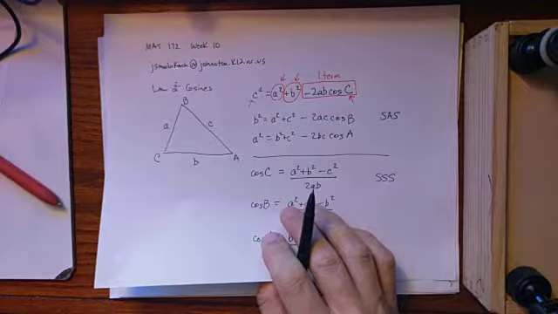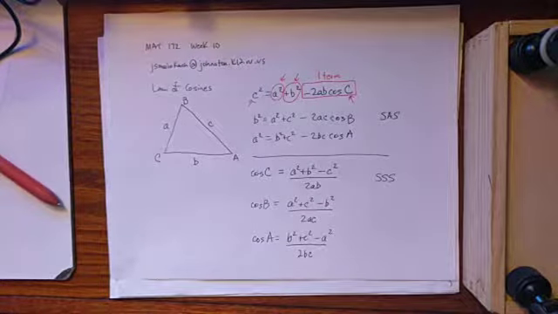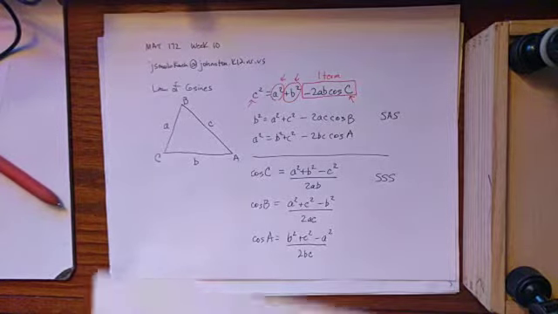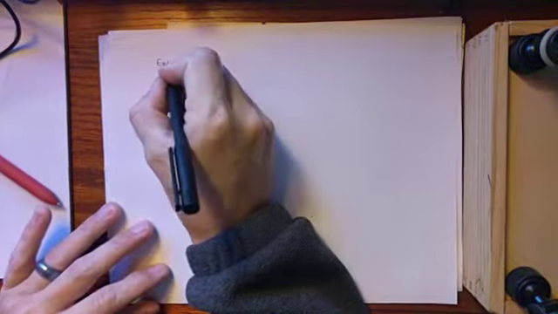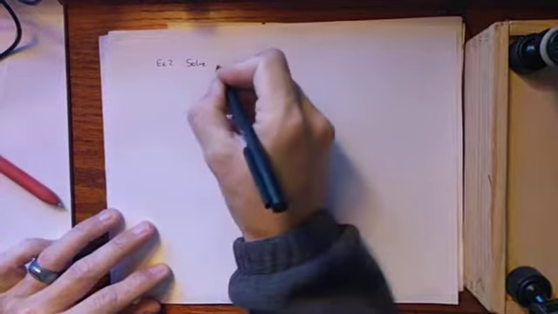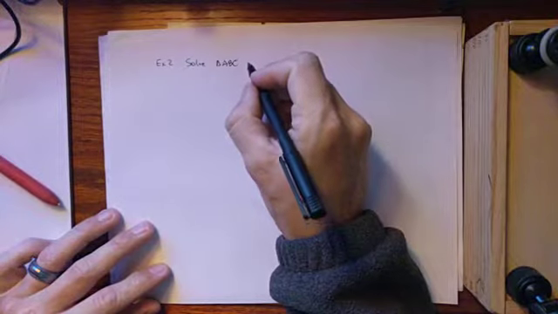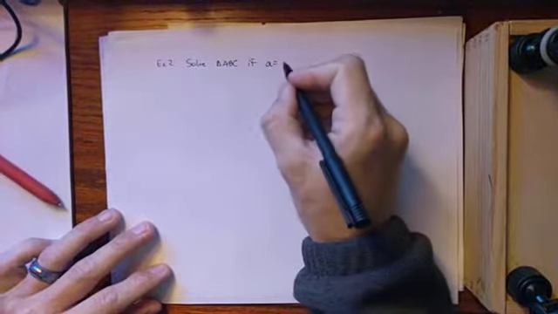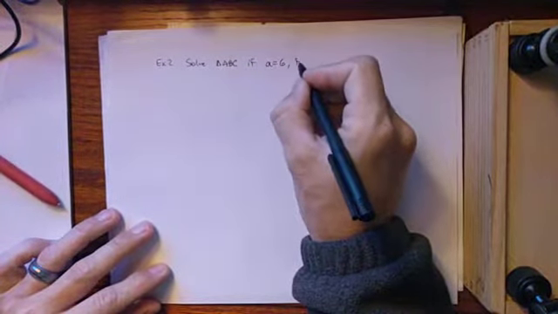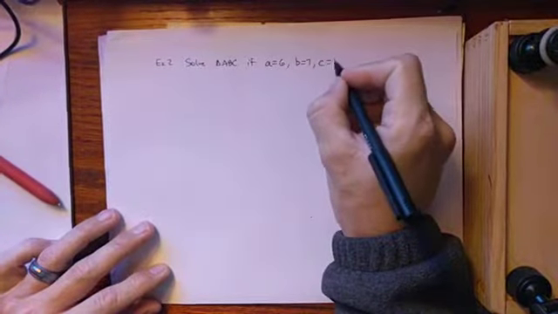Okay, another example is when we have all three sides. Let's say that we have all three sides, sides A, B, and C. So example 2. Solve triangle ABC if A is 6, B is 7, and C is 10.